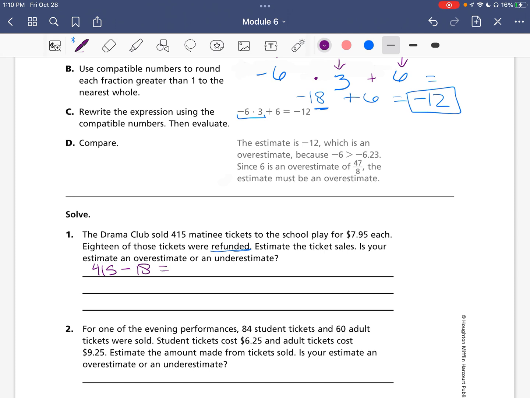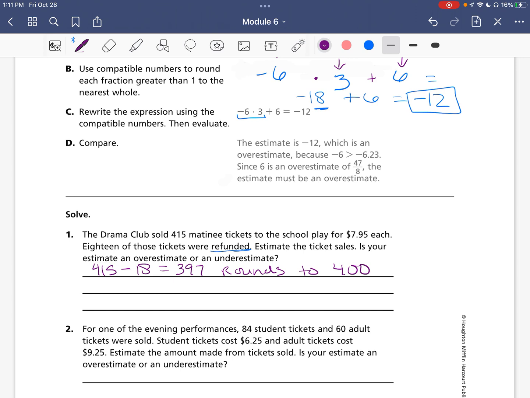Okay, so what is that? 415 minus 18. And then what are we going to round that to? What would be a good round? Because that's pretty close to 400. So we're going to just keep that at an even 400.